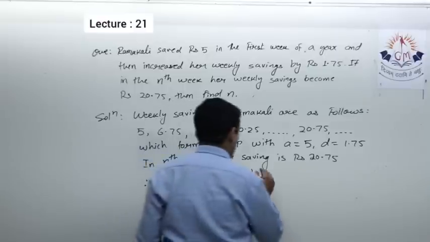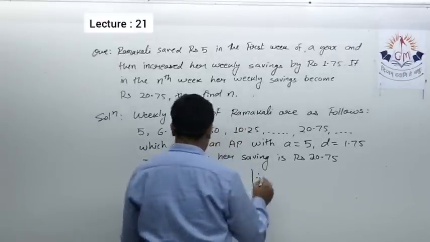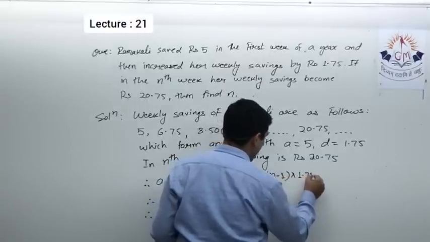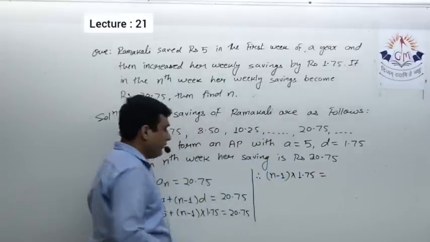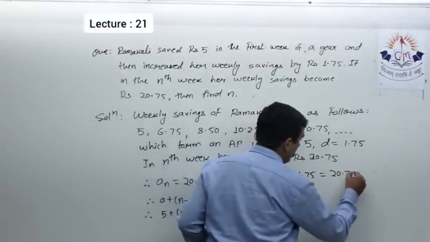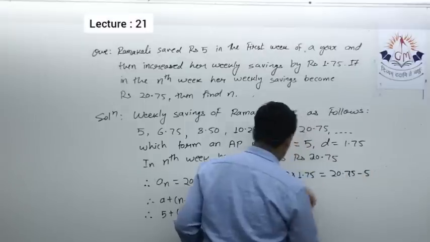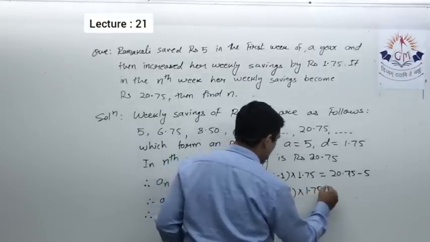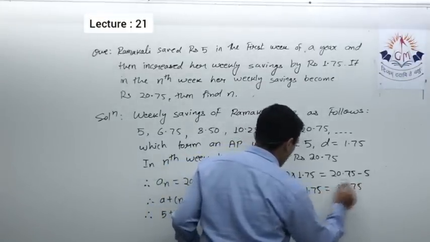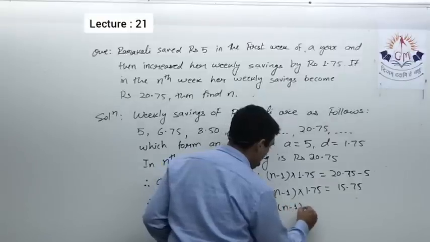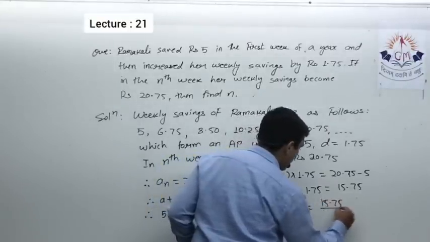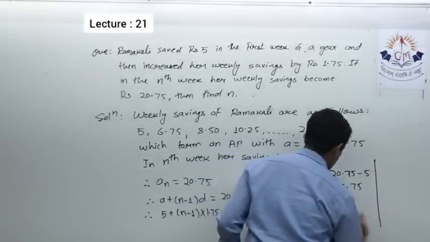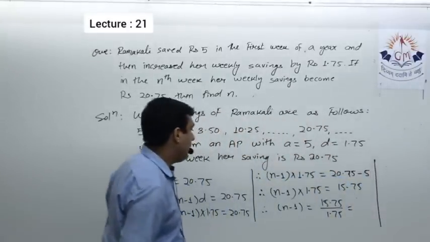On solving it further, I will get n minus 1 into 1.75 is equal to, now I'll take this 5 over there, so 20.75 minus 5, that is n minus 1 into 1.75 is equal to 15.75. So n minus 1 is equal to 15.75 divided by 1.75, which is equal to 9. I think it should be 9.